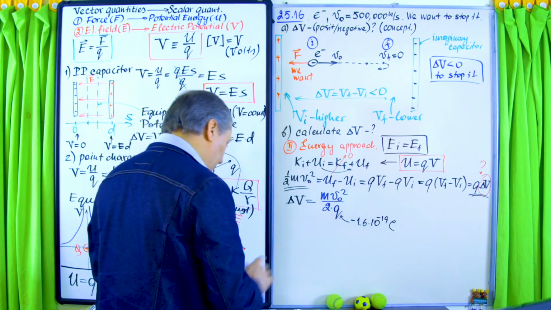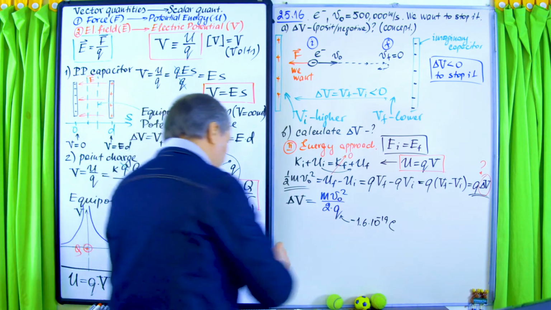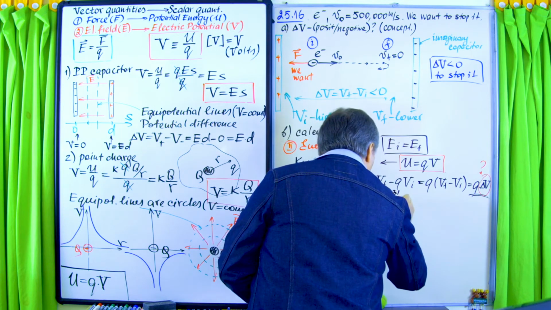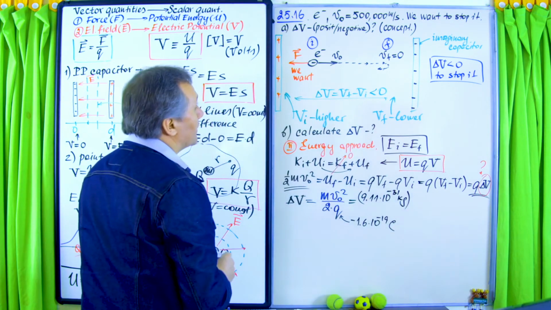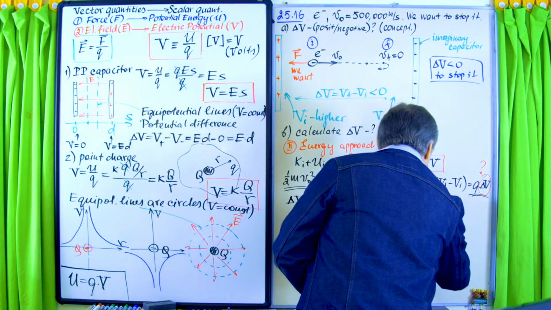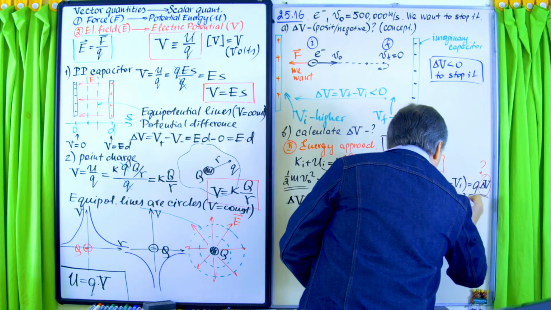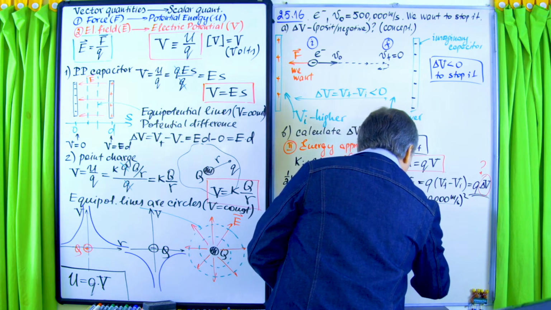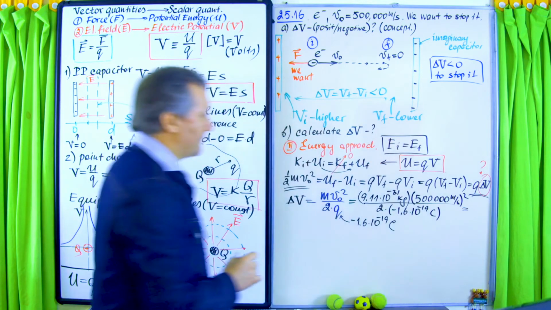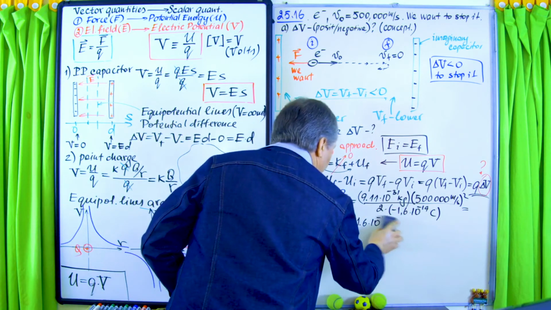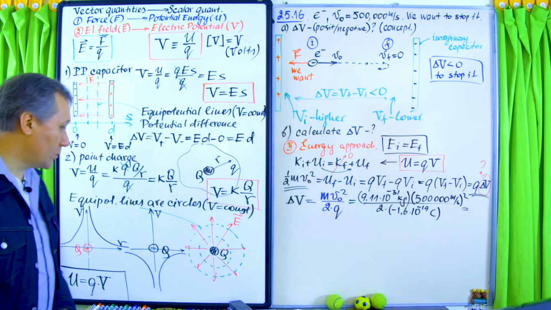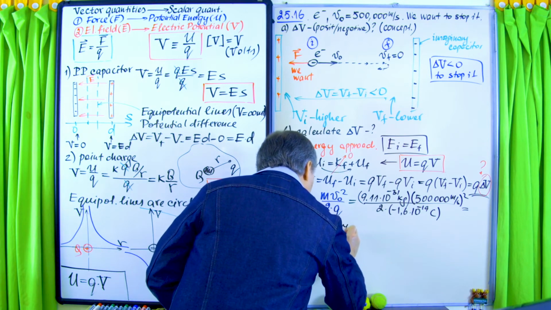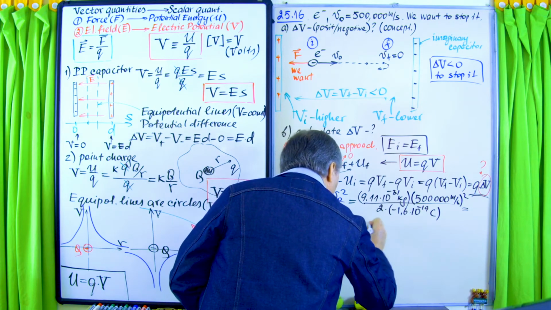And so the answer will be, or maybe I will write it. So 9.11 times 10 to the power of minus 31 kilograms, that's the mass. Then the square of the velocity, 500,000 meters per second squared, and divided by 2 times minus 1.6 times 10 to the power of minus 19 coulombs. Okay, probably I should erase this since I decided to write numbers. So delta V is minus 0.712 volts.